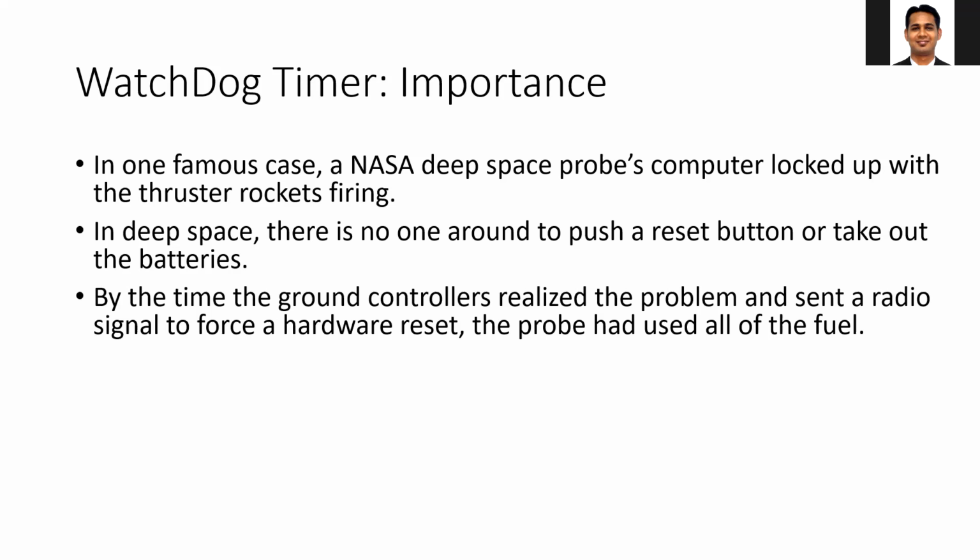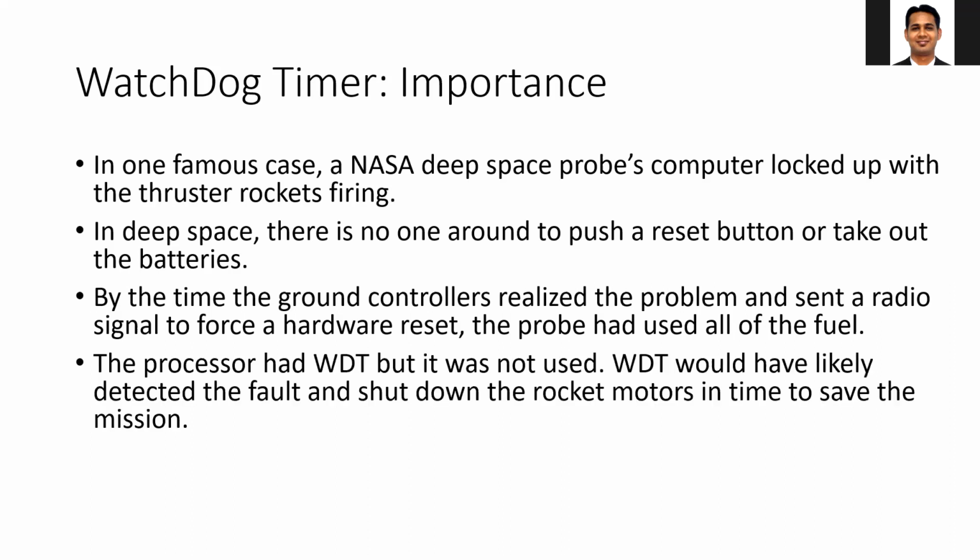In space, there is no one around to push the reset button or to take out the battery to avoid this rocket firing, because this happened because of some mistake. And if you want to send a signal from the ground station, there will be significant latency. So by the time the ground controller realized the problem and sent a radio signal to force the hardware reset, the entire fuel was used and the mission failed. The processor had a watchdog timer, but it was not used. The watchdog timer would likely have detected the fault and shut down the rocket motors in order to save the mission.